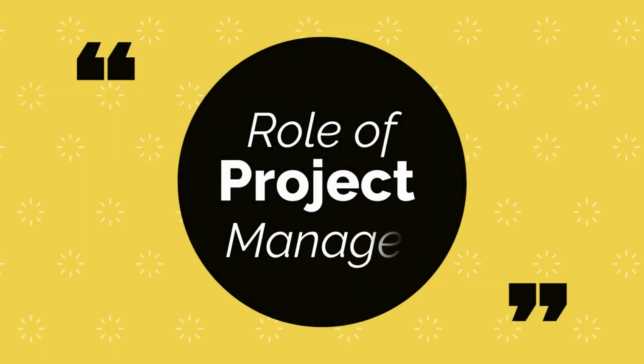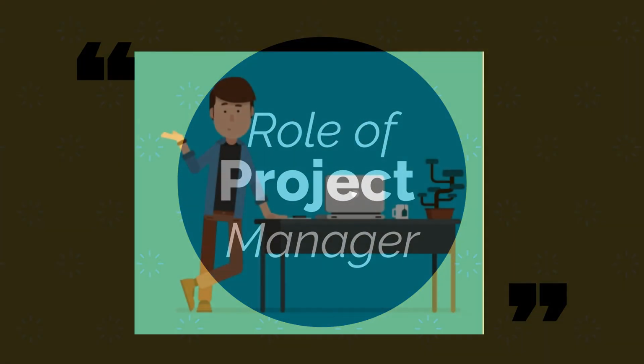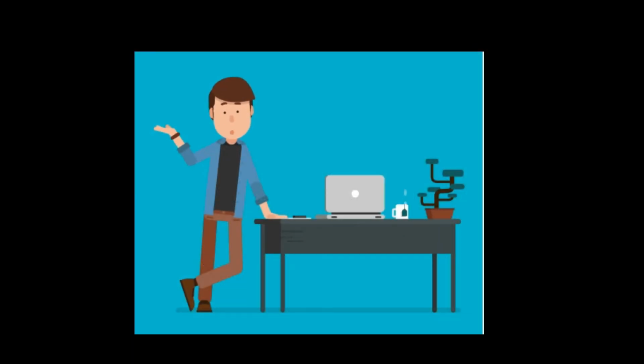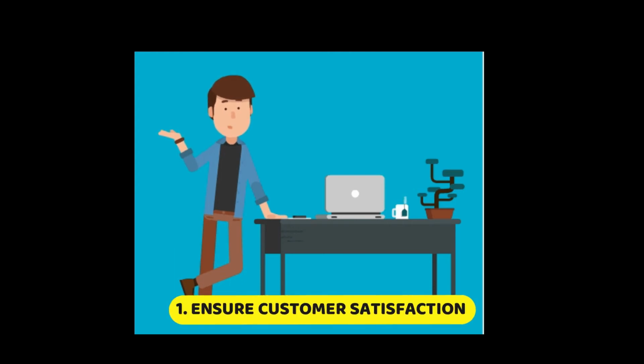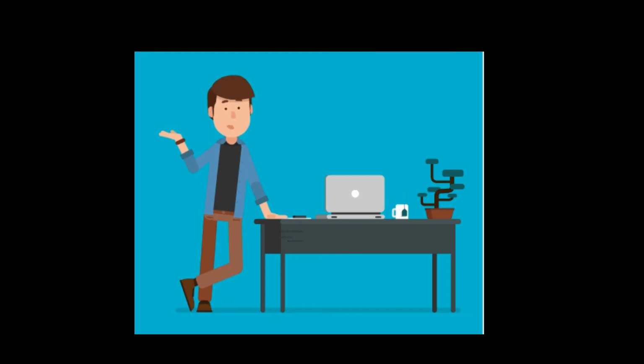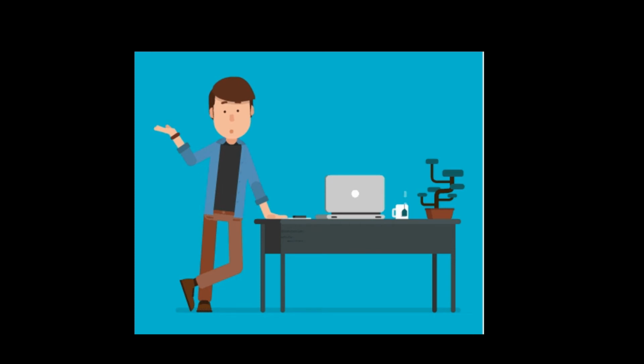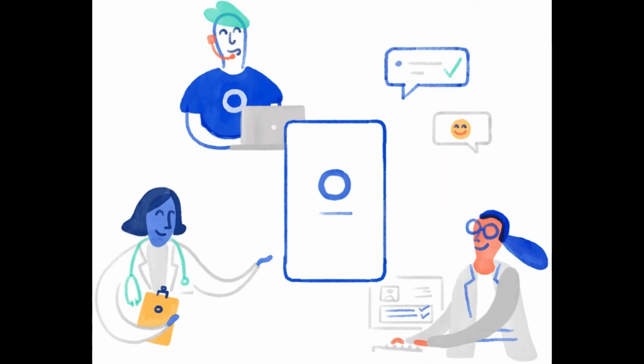Now let's talk about the role of the project manager. The first role of the project manager is to ensure customer satisfaction. In projects, it's all about stakeholders. Now, who are the stakeholders? It is the sponsors, or maybe your project team members, and the people who are recipients of the project output. So, as a project manager, you need to ensure that everybody is satisfied.